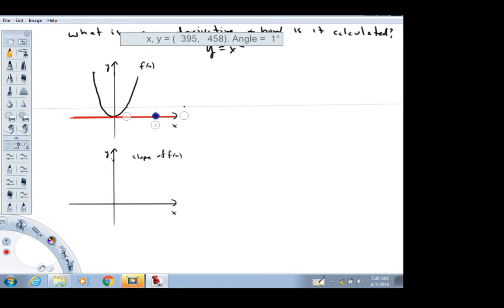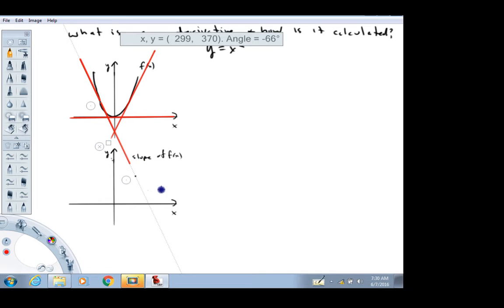If I move over here maybe to the point 1, 1, the tangent line has a slope that's some positive value. Don't worry about the numerical value, it's not important for this discussion yet. And if I go over here to the point minus 1, 1, which is roughly right there, and I draw in a tangent line, it might look something like this.